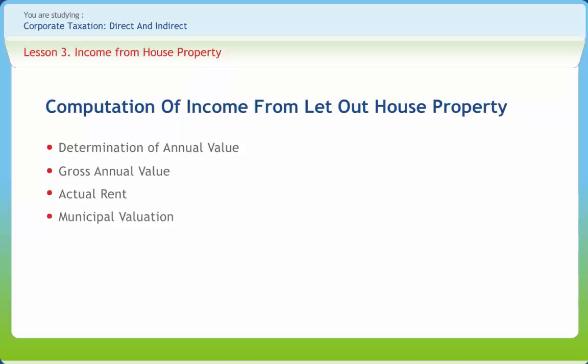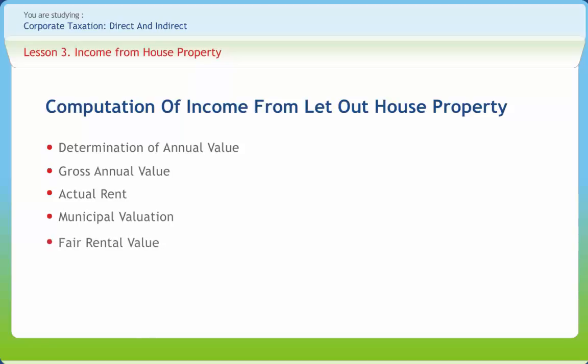For the purpose of levying local taxes, the local authority, that is municipal corporation or committees, etc., conducts a periodical survey of the house properties in their local limits. On the basis of such survey, the rental value is fixed, which serves as the basis for levying tax. The rental value so fixed is called Municipal Rental Value, MRV.